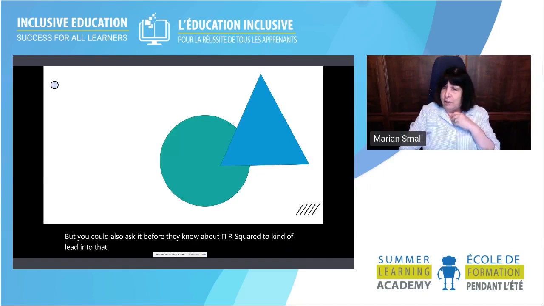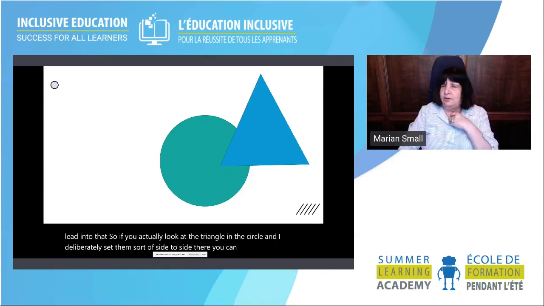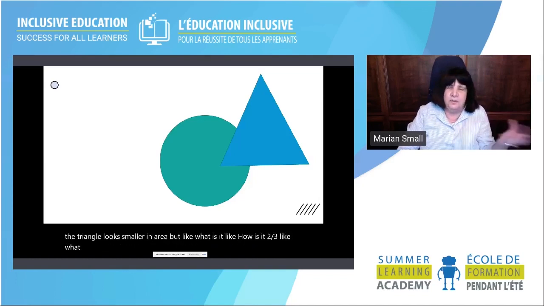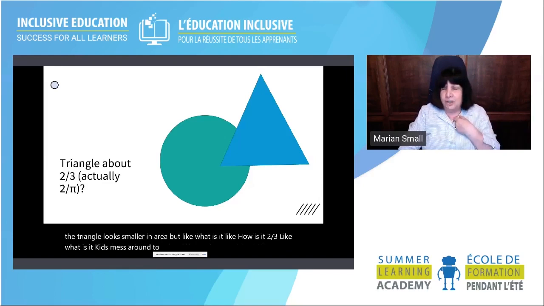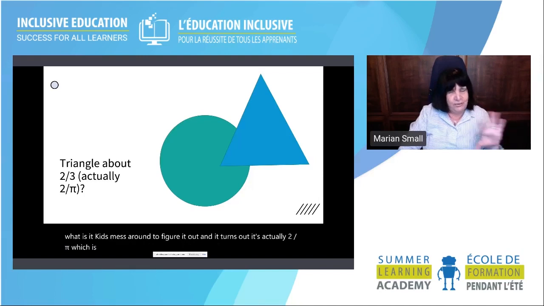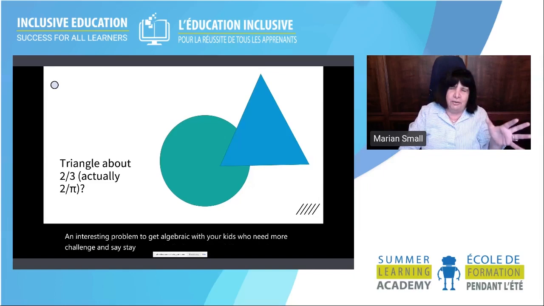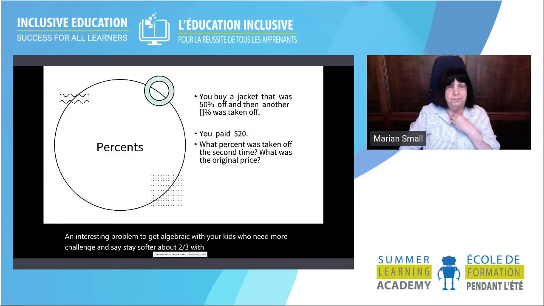So if you actually look at the triangle and the circle, and I deliberately set them side to side there, you can certainly see that the triangle looks smaller in area, but what is it? Is it like half? Is it like 2/3? Kids mess around to figure it out. And it turns out it's actually 2/pi, which is close to 2/3 the size, which might be an interesting problem to get algebraic with your kids who need more challenge, and stay softer, about 2/3 with other kids.